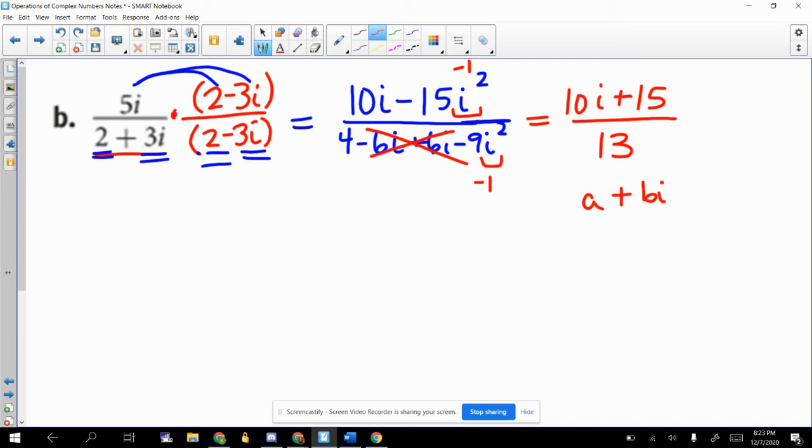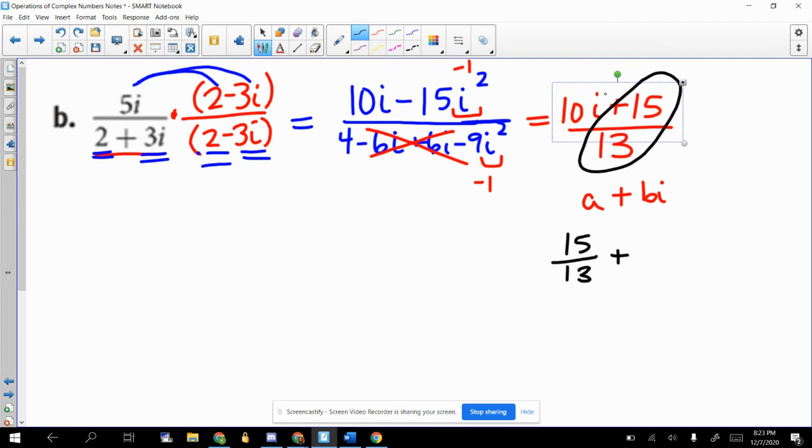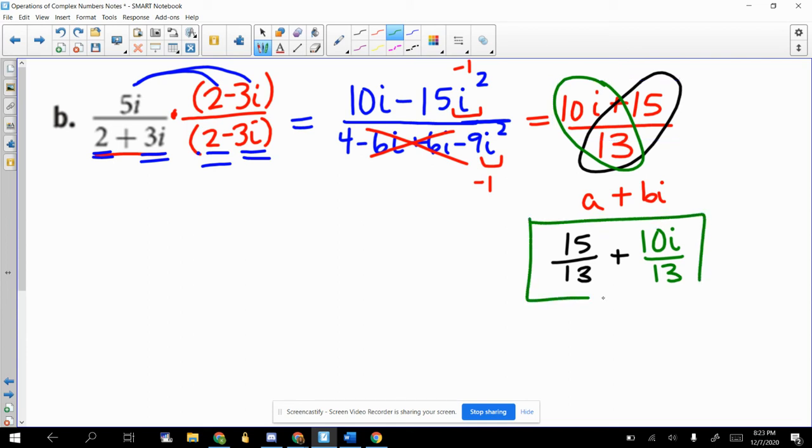So, we're going to put it into fractions. So the 15, let me change colors here. Let's do this 15 over 13. That's going to be the real part. So that's your a. And then plus 10i over 13, that's going to be your b. And that's it. So this is your final answer now, and it's written in a plus bi form. Okay. All right. Cool. So then let's go ahead and try another.